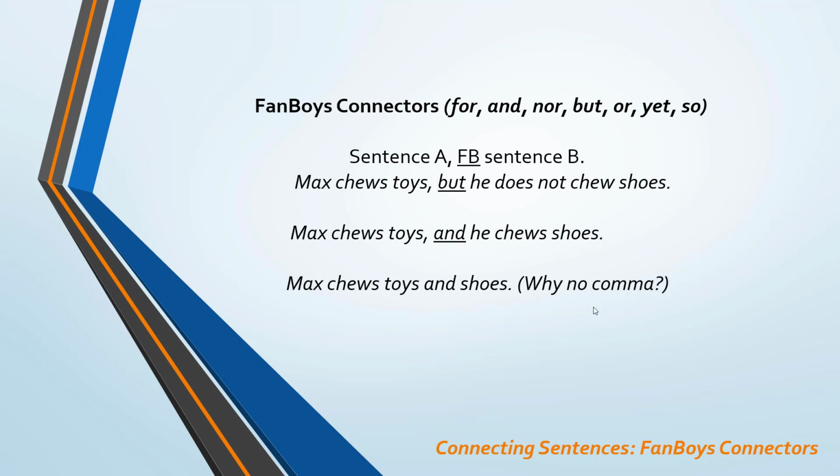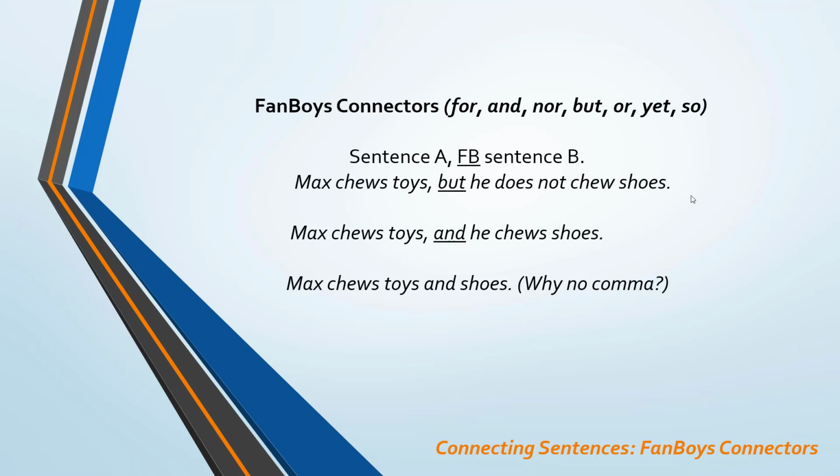This is the first: for, and, nor, but, or, yet, so. Fanboys is the acronym for the first letter of each of these words. When you use a fanboys connector, you're going to give a sentence, a comma, the connecting word, and then the second sentence. Max chews toys, comma, but he does not chew shoes.